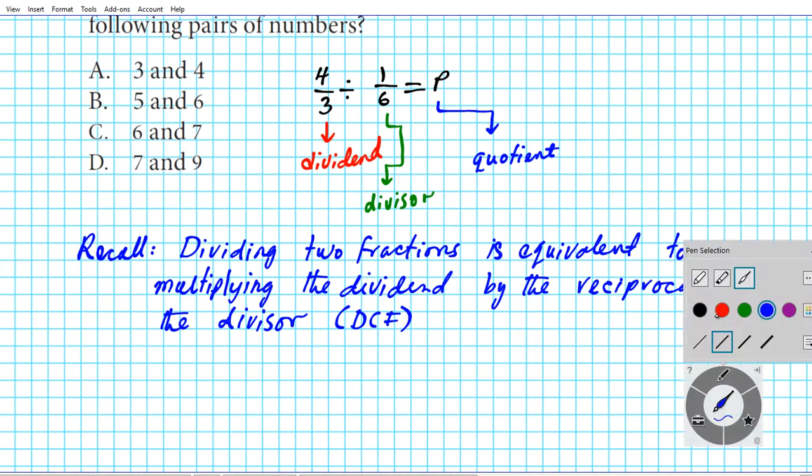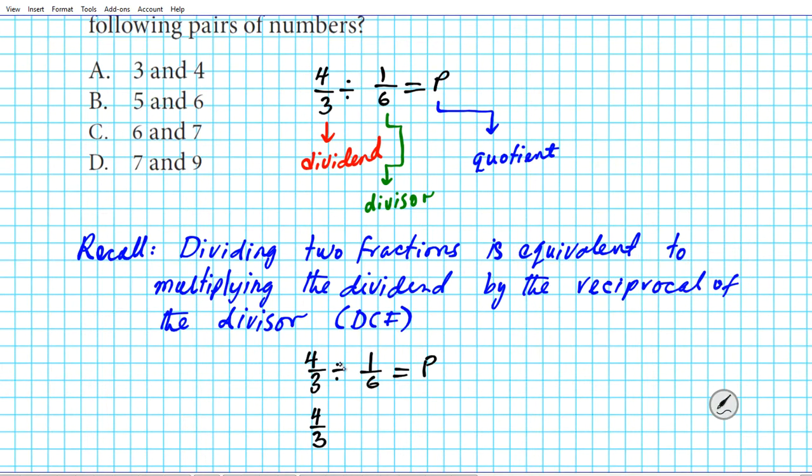Okay? So we have 4/3 divided by 1/6 is equal to P. So you drop this, the dividend, you change your division to a times, so that's your change, and then you flip, or you reciprocate your divisor fraction. Basically, you interchange the numerator and the denominator, okay? And that is what P is equal to.